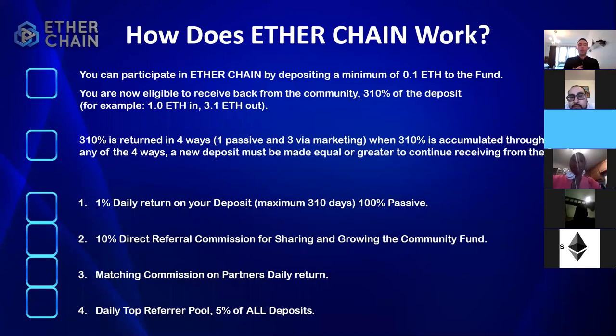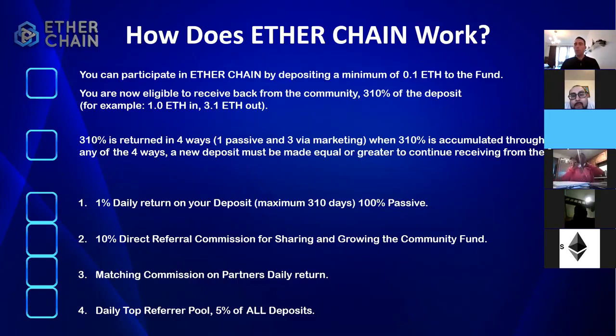Now, how does it work? Well, it's very simple. You can participate in EtherChain by depositing a minimum of 0.1 Ethereum to the fund. You're now eligible to receive back from the community 310% from the fund. That means if you put 1 in, you can receive 3.1 back. The 310% is returned in 4 different ways.